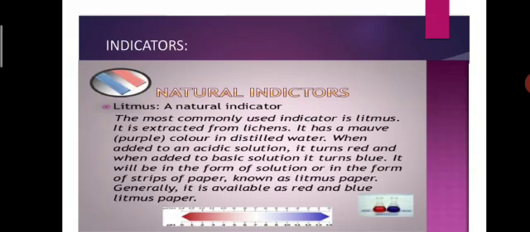Let's see. The most commonly used indicator is litmus. It is extracted from lichens. It has a mauve or purple color in distilled water. When added to an acidic solution, it turns red, and when added to a basic solution, it turns blue. It comes in the form of a solution or in the form of strips of paper, known as litmus paper. Generally, it is available as red and blue litmus paper.